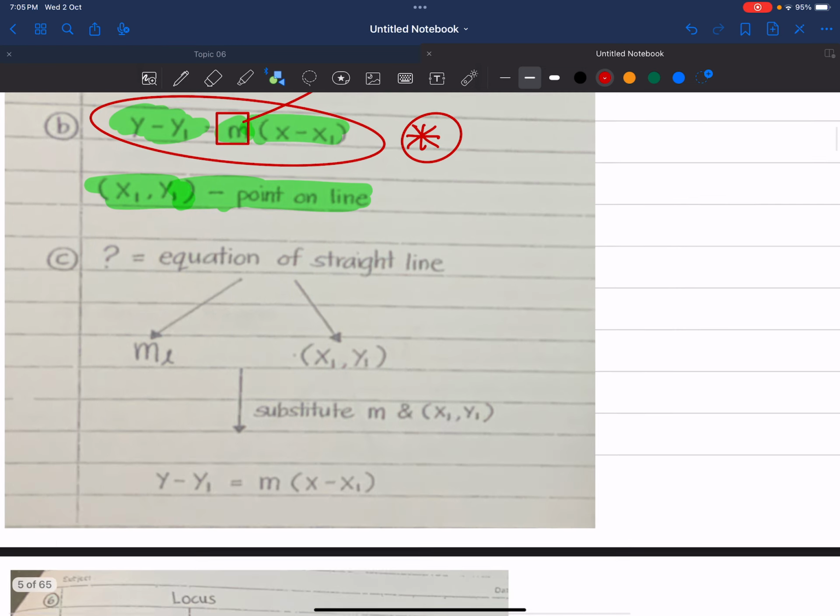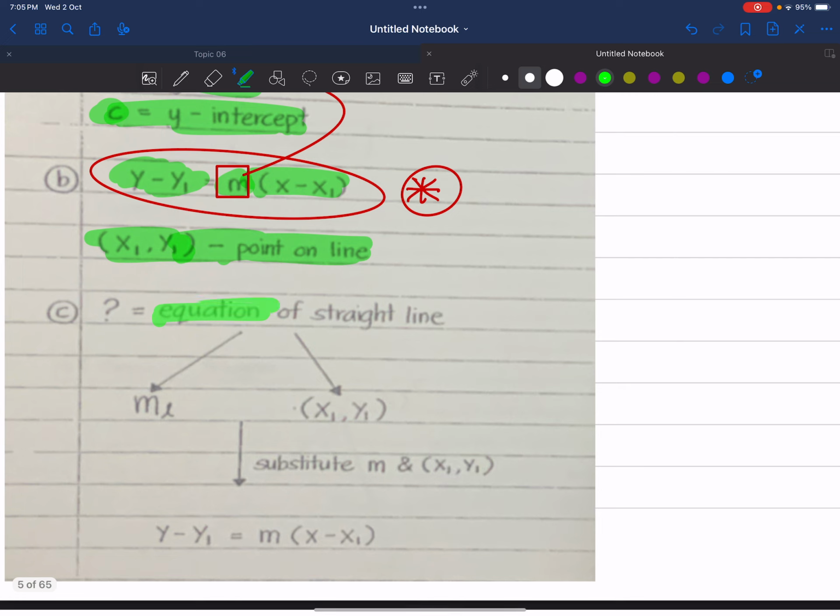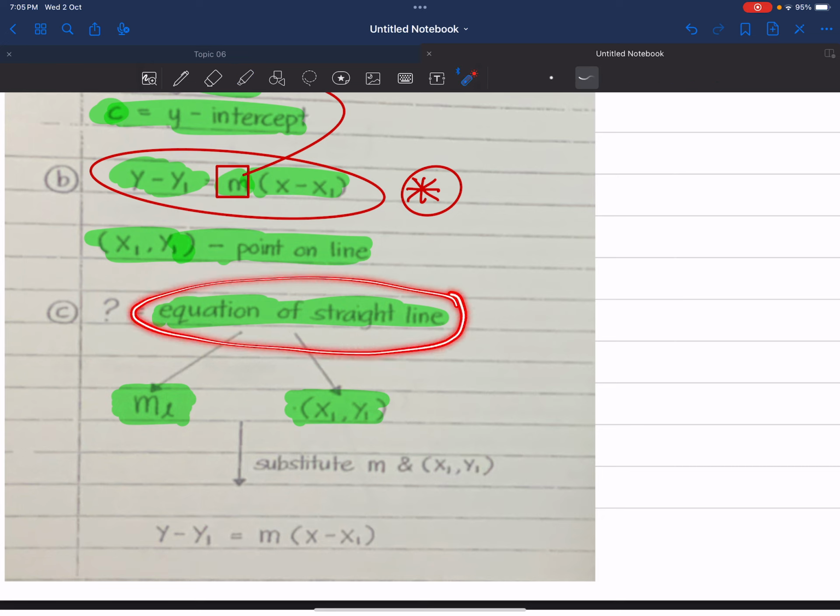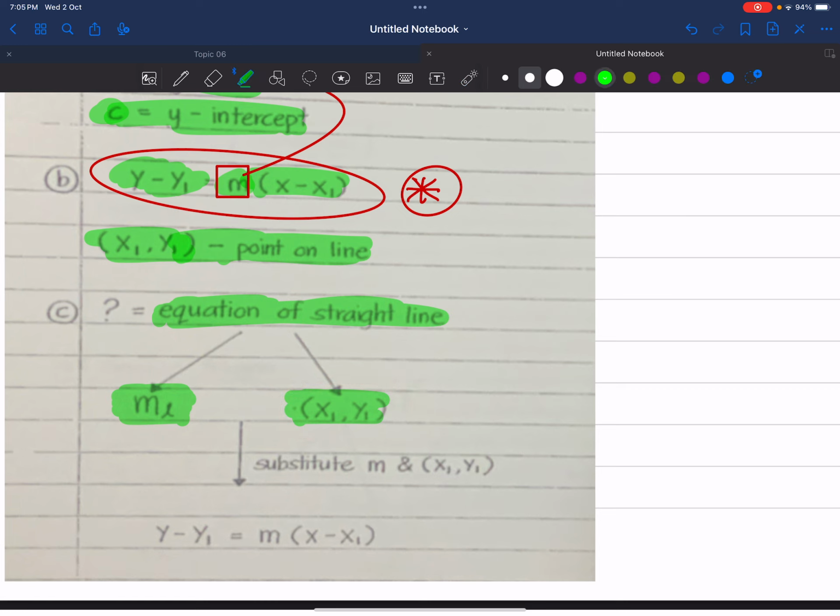Now, when you want to find the equation of a straight line, you must have the gradient of the line and a point on the line. So if you want to find the equation of a straight line, this is the method. Find the gradient using the formula, and then you need a point on the line. You substitute the gradient and the point into the equation, which is y minus y1 equals m times x minus x1. So this formula is extremely important.